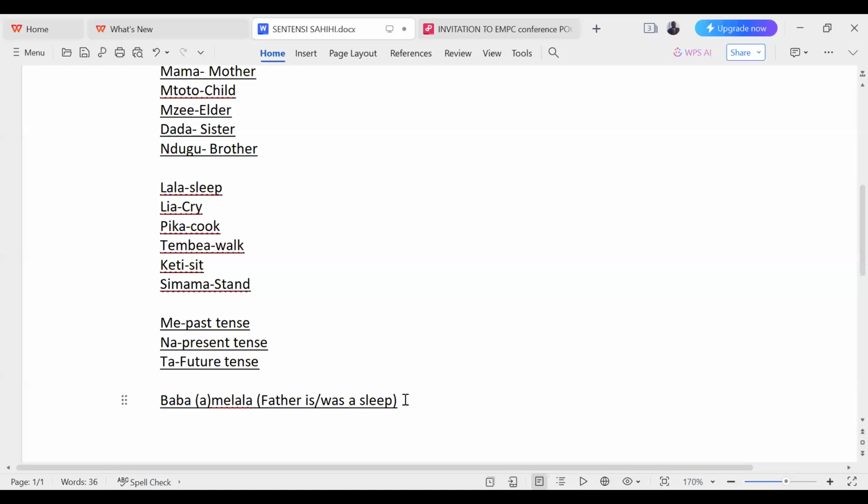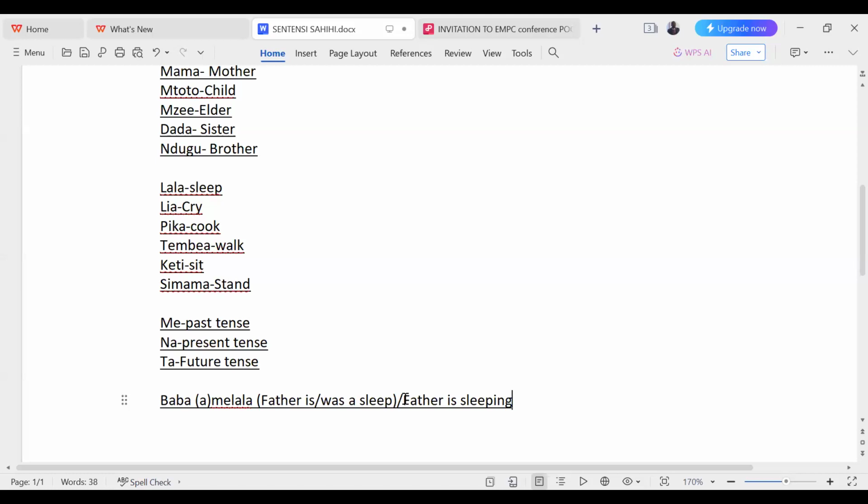When you say the word father is asleep, it means that he's already asleep. But when you say father is sleeping, is it the same with father is asleep? Can it mean the same thing in terms of time or the duration taken? But I said it was present tense. So that's why I'm trying to bring the differences here in terms of these tenses. When I use the word father is asleep, which is Baba amelala, it means that already the action of sleeping has taken place some time back and he is not awake yet.